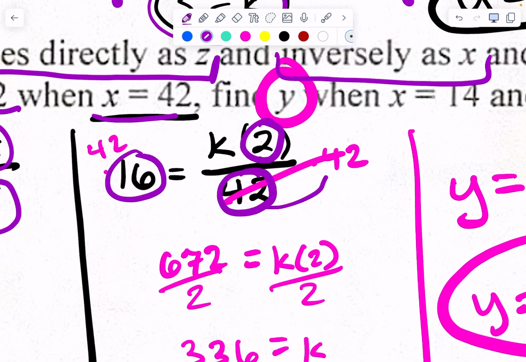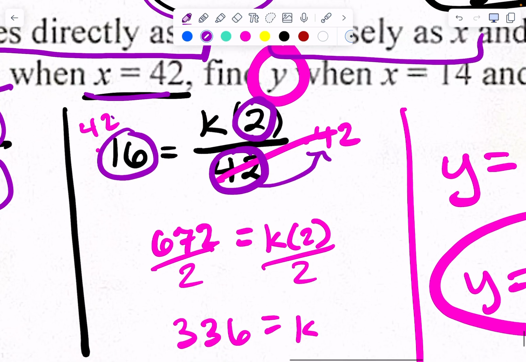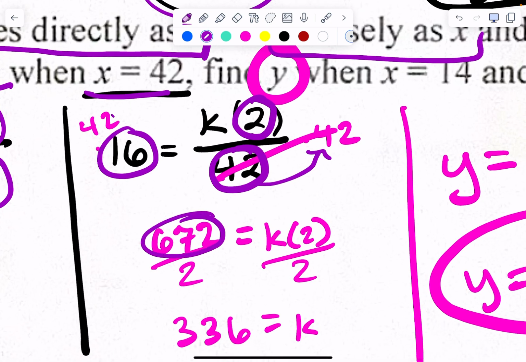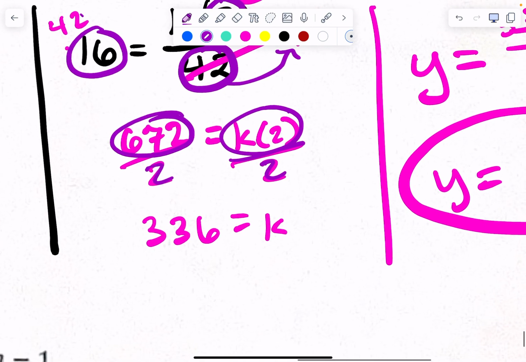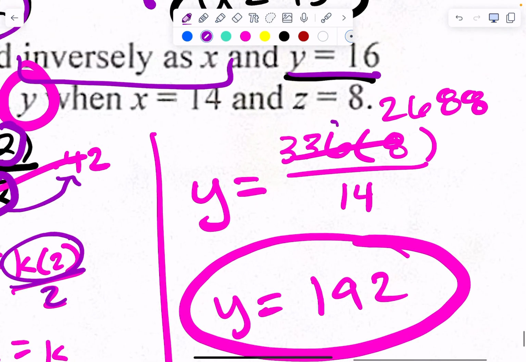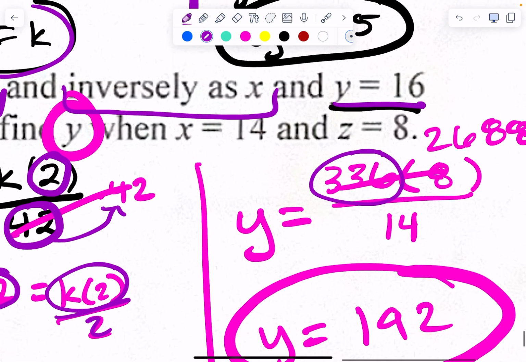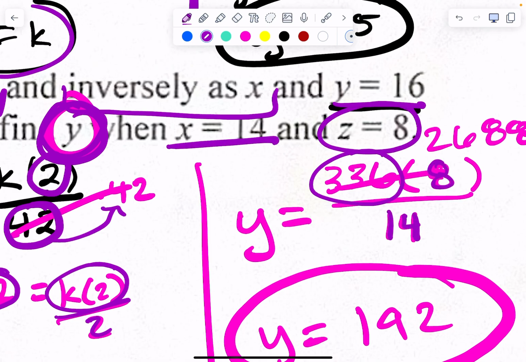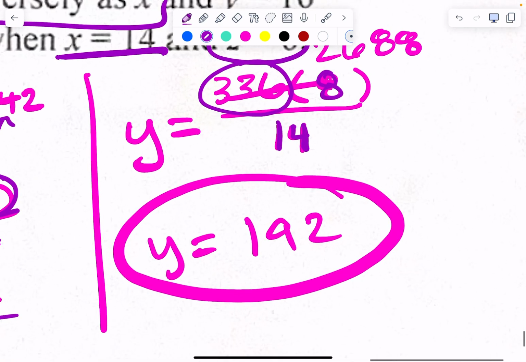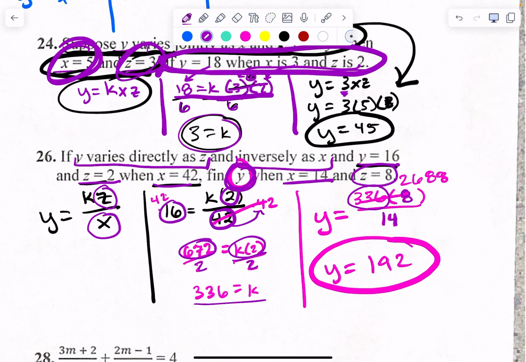The first thing we did was we multiplied the 42 to the other side, and we got 672 equals k times 2, and if we divide by 2, then our k is a really big number, 336, okay? So then I rewrote, and I put 336 in its spot, and it says find y when x is 14, which goes here on the bottom, and 8 goes on the top. And we multiplied that and divided by 14, so final answer, y equals 192, okay?